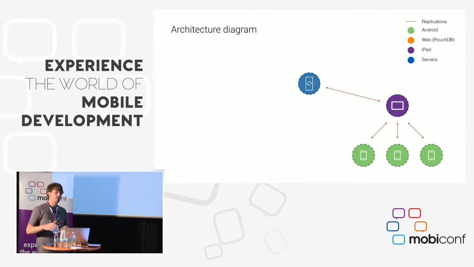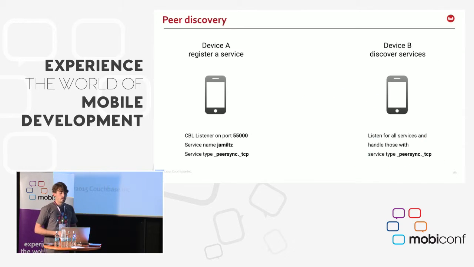Now on the Android side, it's discovering peers, so the process is a bit different. Device A here is the iPad: it's registered a service and it's broadcasting that service. Device B is the Android phone, and it's listening and discovering services. The CBL listener port, for example, is 55,000. Service name is the Twitter handle. Service type is peersync._tcp. The first thing that happens is a message is sent to everyone on the network.